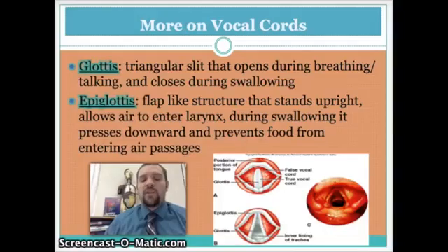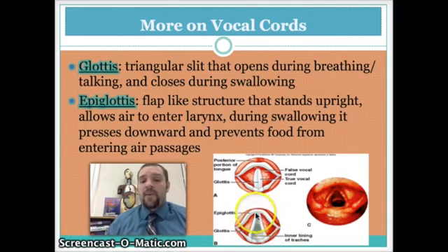So two other terms that I want you to be aware of when we look at your larynx and the structures associated with it are your glottis and epiglottis. Your glottis, if we look at your true vocal cords down here and we move them apart, we have this triangular shape that will go down into our trachea. This triangular shape is called our glottis.